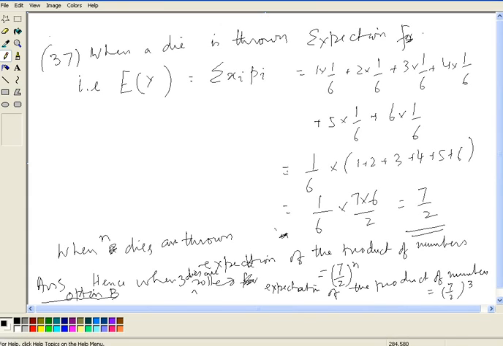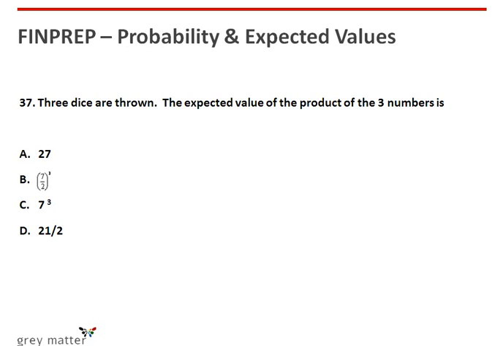And to generalize this, when n dice are thrown, the expectation of the product of numbers can be taken as 7 by 2 whole power n. Hence, when 3 dice are rolled, expectation of the product of numbers will be equal to 7 by 2 whole power 3. So the answer is option B. Going to our PowerPoint presentation, it is B option, which says 7 by 2 whole power 3, or 7 by 2 whole cube.